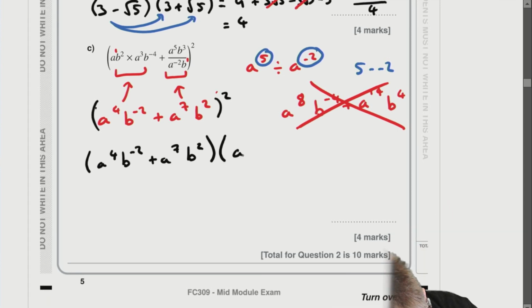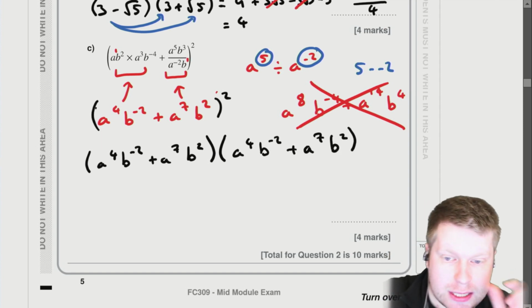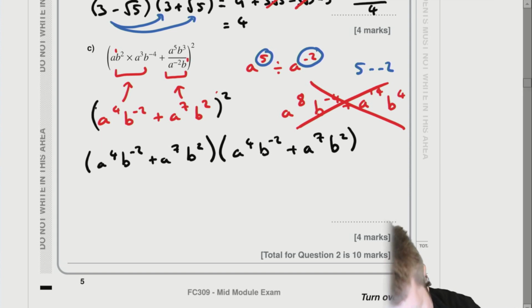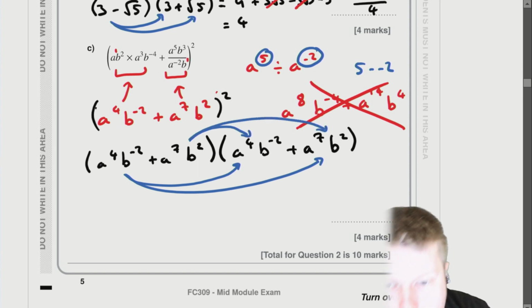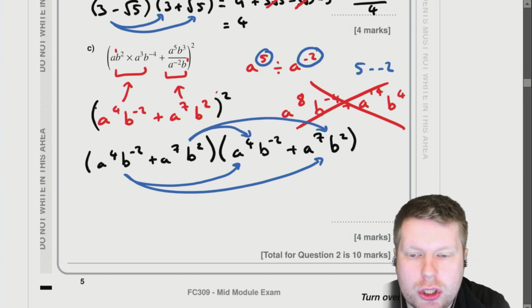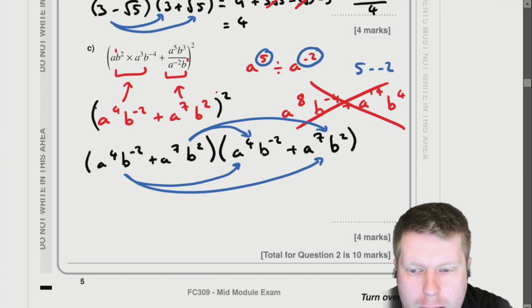So in other words, write it out again. So a to the 4, b to the negative 2, plus a to the 7, b to the 2. And then you just simply expand the brackets in the usual way. So you take this times this, this times this, this times this, and this times this. So in other words, you're just simply multiplying them out as you would normally, like an ordinary bracket squared.